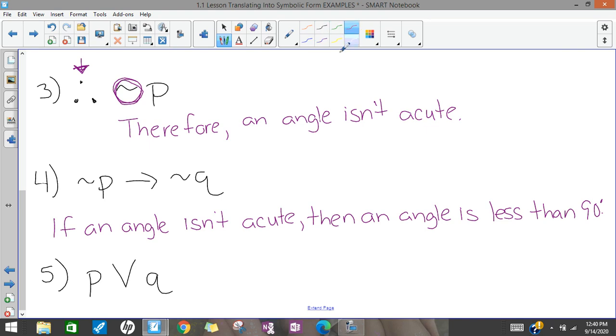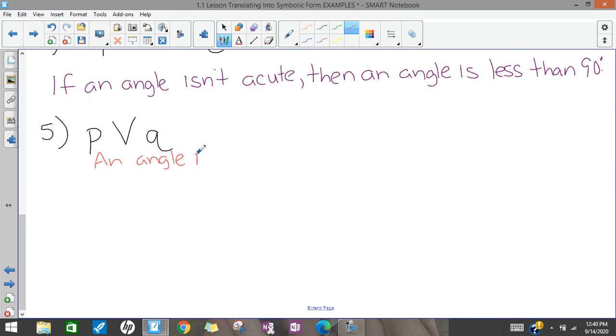So P was an angle is acute. That V means or. I remember and or because and you can make look like a capital A, and then or is the other one. An angle is acute or an angle isn't less than 90 degrees.